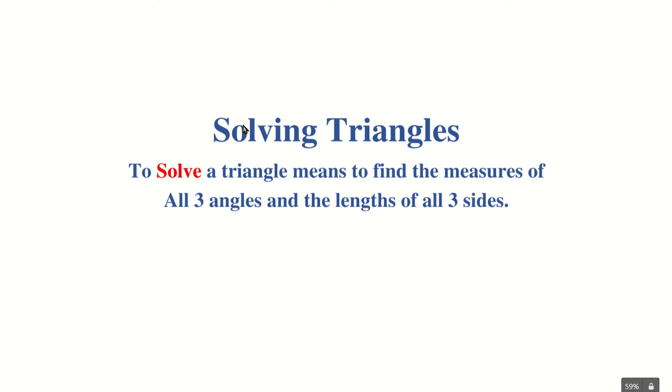Notice that we've already hinted at what solving a triangle means, and it's basically nothing more than finding the measures of all the 3 angles and the lengths of all 3 sides. If you find all 6 of those pieces of information, then you have solved a triangle.